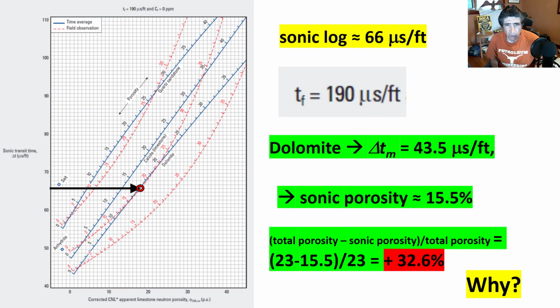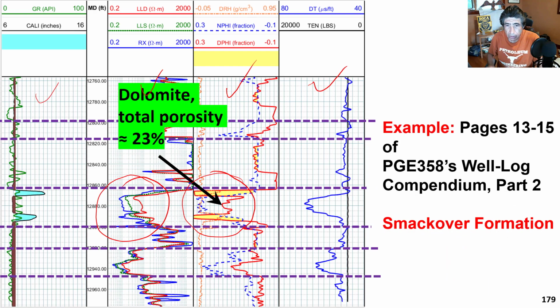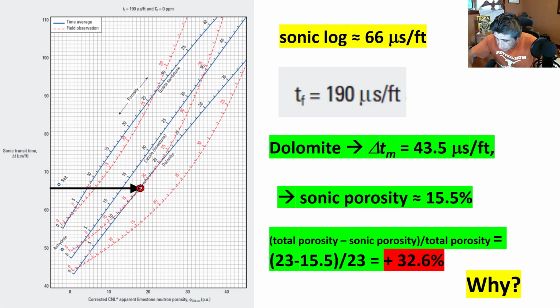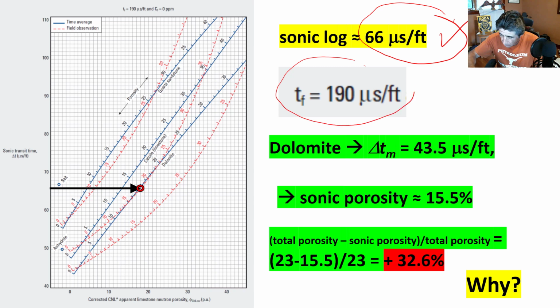Here's how it's going to work. I go to the chart that I mentioned before, and then we measure the sonic log. So we go back to the log here, and we measure the sonic log right here. And that value is going to be 66 microseconds per foot. That's what we measure. Just remember, the time of flight for the fluid, delta T, is 190 microseconds per foot because we're assuming that is water.